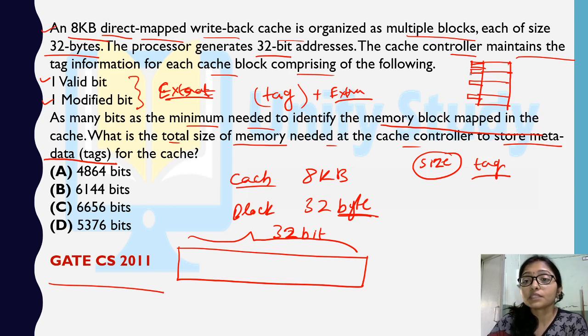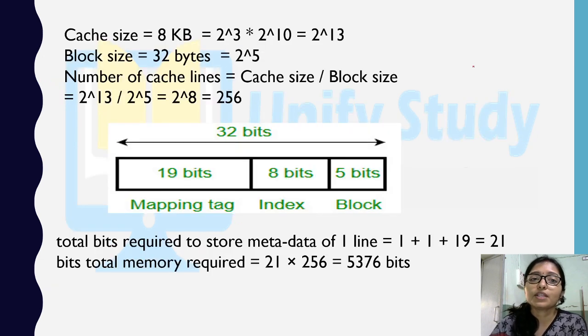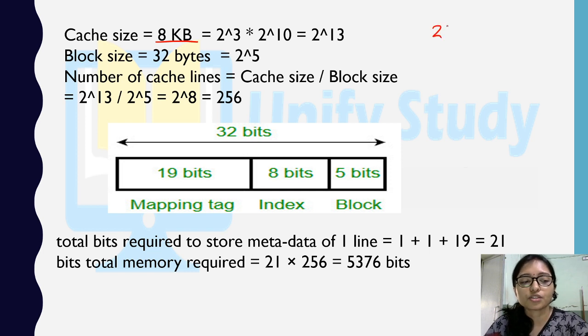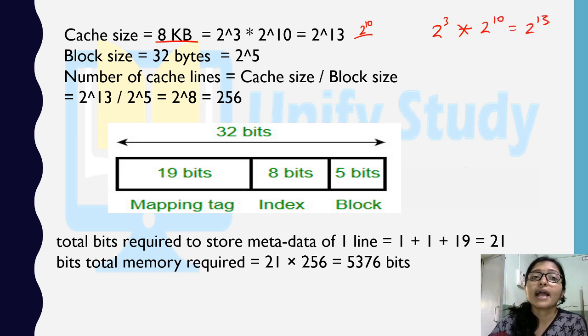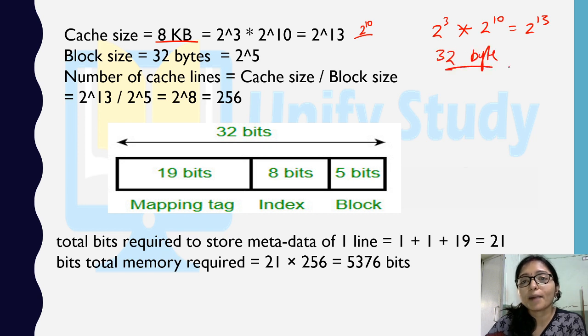So see here, 8 KB means 8 is 2 to the power 3, and 1 KB is 2 to the power 10. So it is 2 to the power 13. The next one is 32 bytes, which is 2 to the power 5.